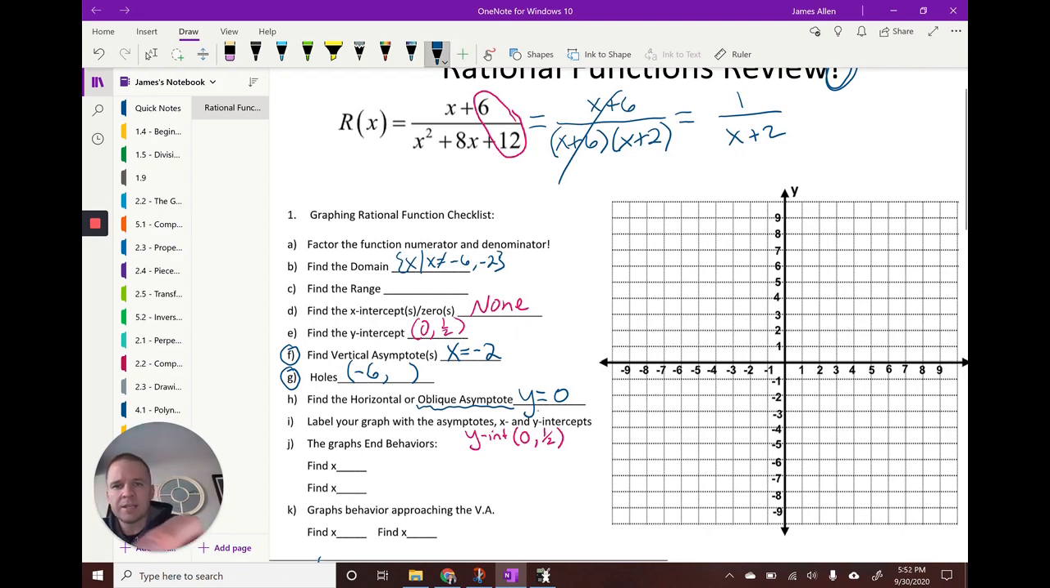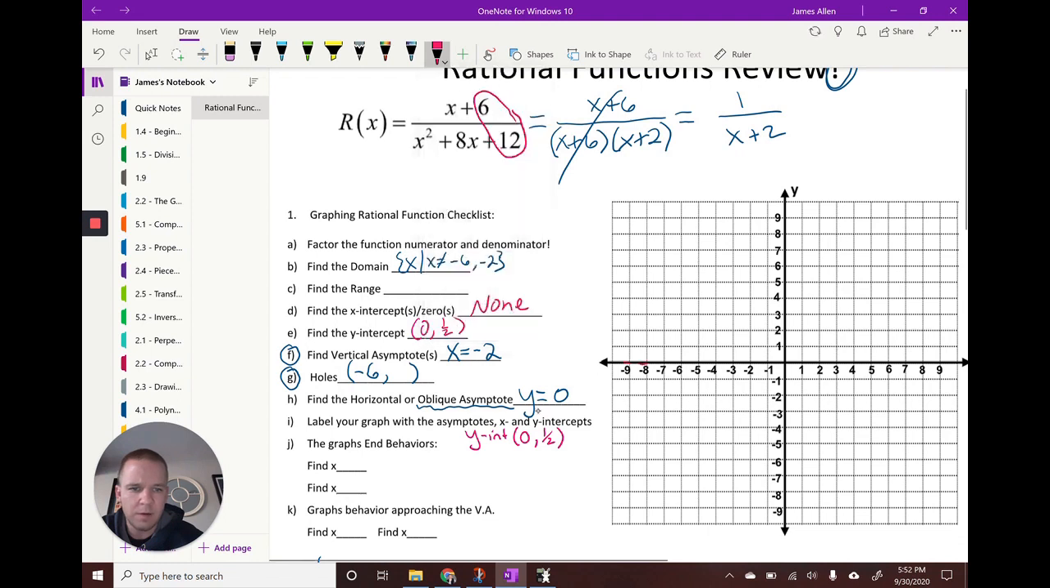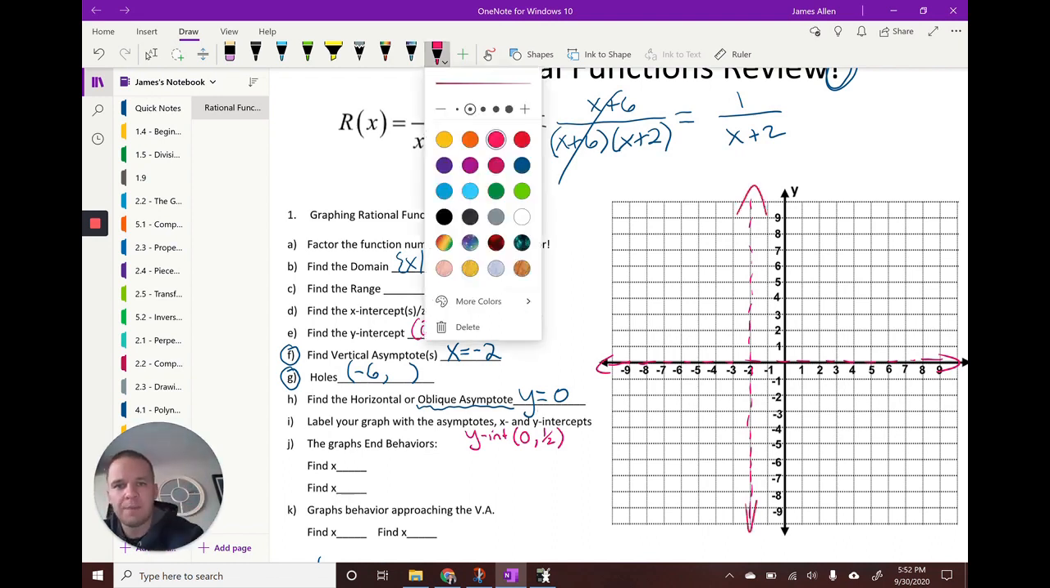So I'm going to throw in my asymptotes. I'll actually use a different color for the asymptotes. Let's go with the pink again. So we'll go with our y equals 0, horizontal line. And my vertical asymptote was x equals -2. This will show up a little better than the blue since we're overlapping.